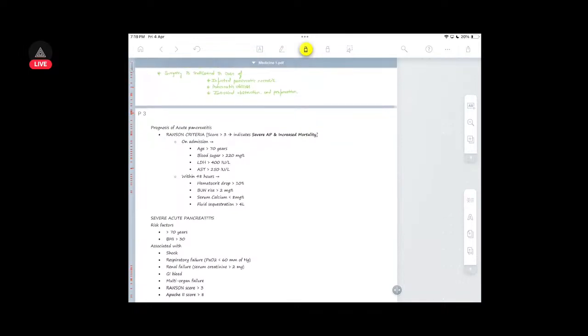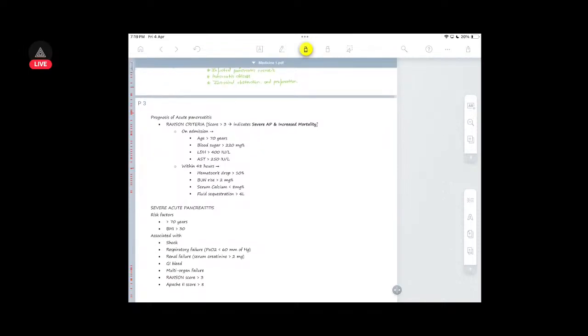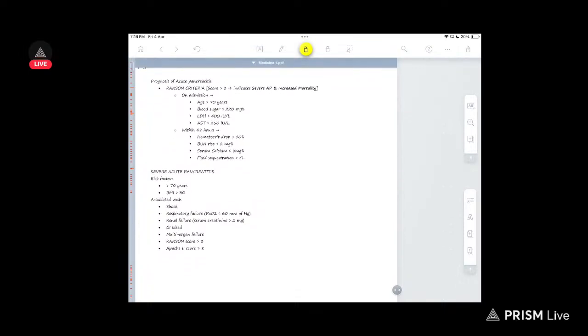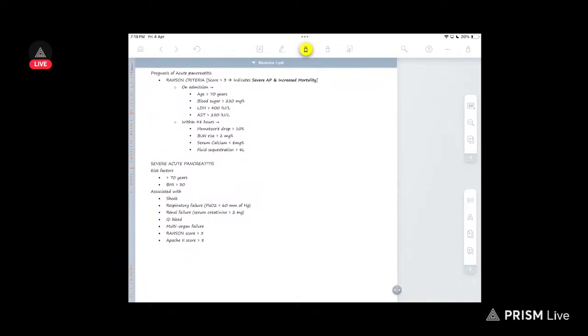Surgery is indicated in case of pancreatic necrosis, pancreatic abscess, intestinal obstruction and perforation. So prognosis of acute pancreatitis, you have Ranson criteria.